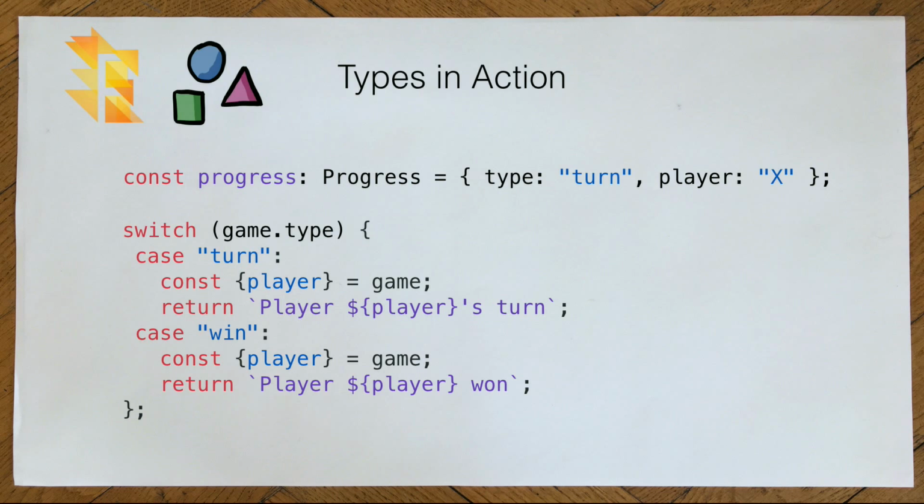So progress.type, if it's turn, we can destructure a player attribute from this variable and just return a string like this is this player's turn. And the same we can do with win: player has won. And the nice thing about it is Flow is clever enough, and TypeScript, I guess, is also clever enough, to realize that in case turn, it has to be an object with a player attribute. If you try to do this in draw, it will complain that there is no such player, which is a string. This does not exist.